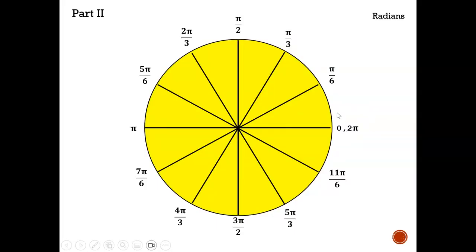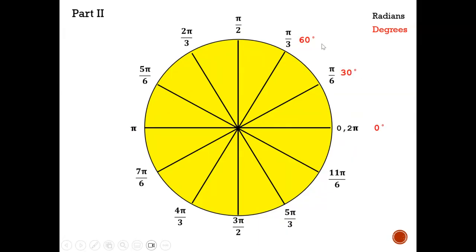Now comes the degrees. For the degrees, if it's cut into 12 equal parts, if we divide 360 by 12, it's going to give us 30. So we're going to count by 30 degrees. We're going to keep adding 30 degrees. We start with 0.